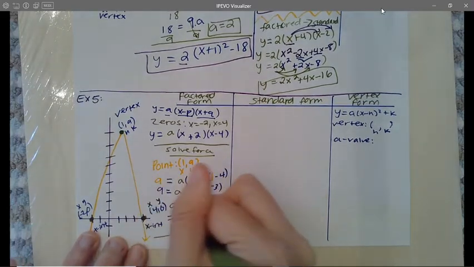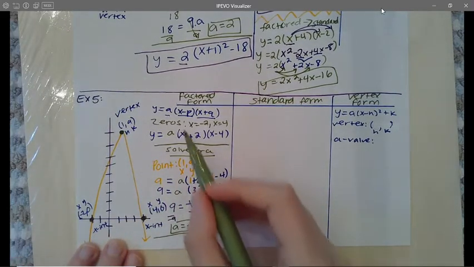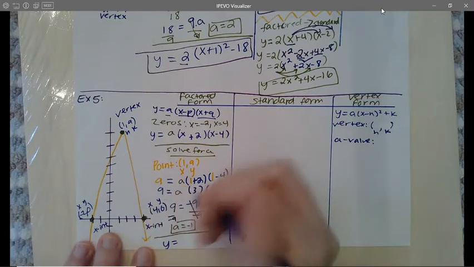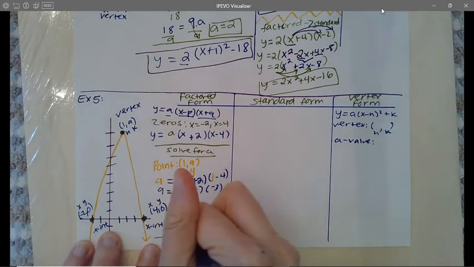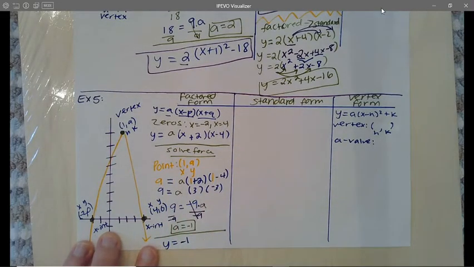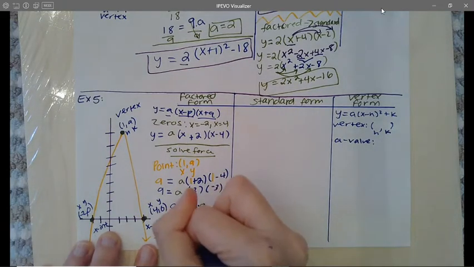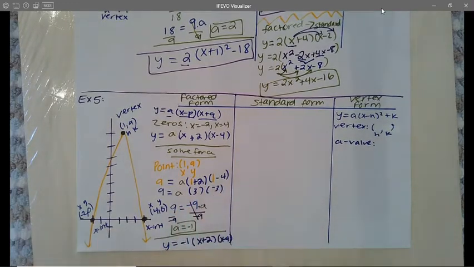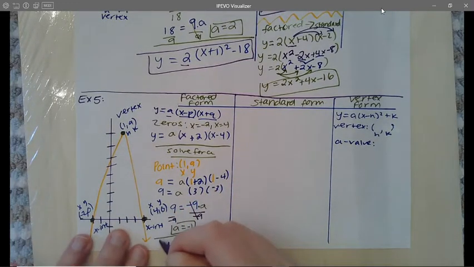Yay! So I know my a value, so now I just need to replace the a in my factored form, and then I'll be done with factored form. Look at that. So you have y equals a, which is -1. So you can write -1, or you could just put a negative sign. Means the same thing. All right, then (x + 2)(x - 4). And look at that. We have factored form.